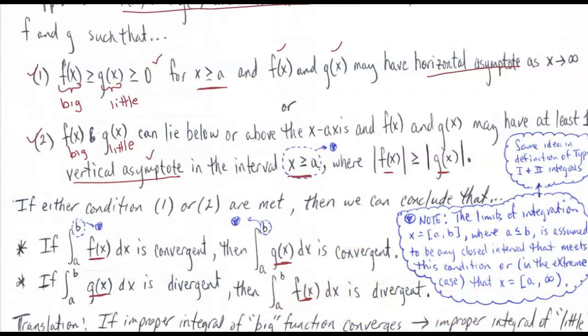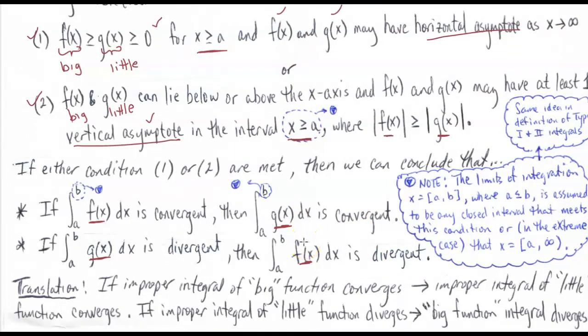Okay. So to put it real simple, if we have functions that are continuous, that may either have a horizontal asymptote or a vertical asymptote somewhere in the interval of x being greater than or equal to a, then we know that if the improper integral of the big function converges, then the improper integral of the little one converges. If the improper integral of the little one diverges, then the improper integral of the big one will also diverge. And that is essentially what the direct comparison theorem is talking about.